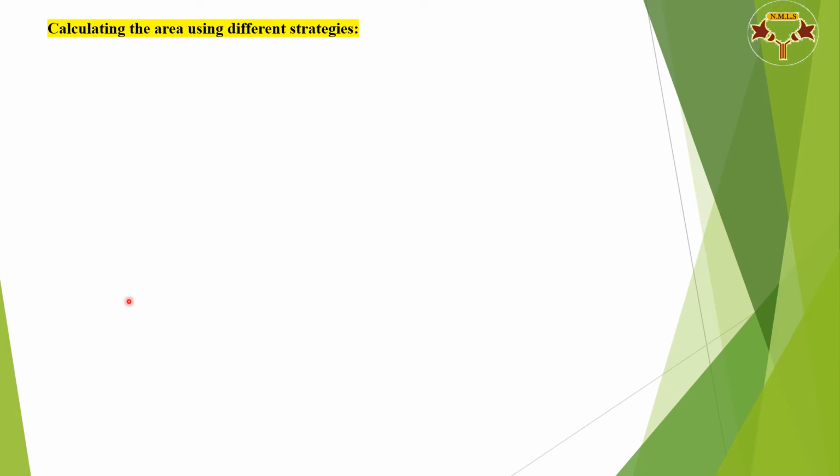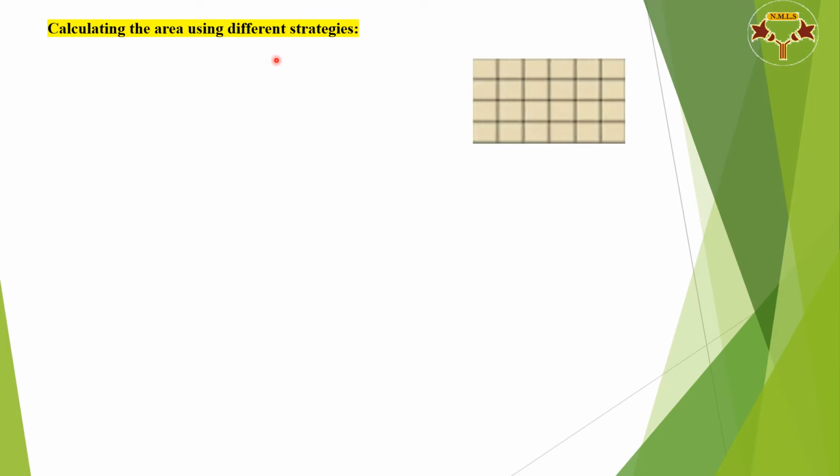Calculating the area using different strategies. Here we have a rectangle. Let's get its length. Its length is 1, 2, 3, 4, 5, 6, 6 squares, and its width is 1, 2, 3, 4. Okay, then we have here 6 and we have here 4. The first strategy is called repeated addition.